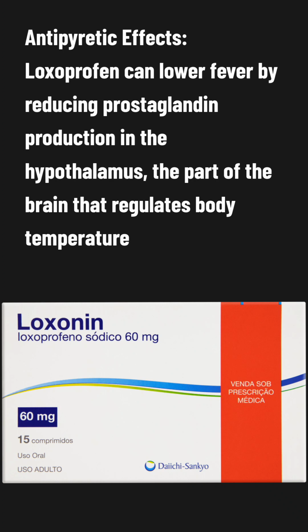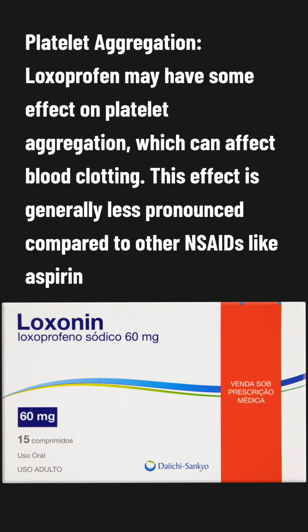Antipyretic effects. Loxoprofen can lower fever by reducing prostaglandin production in the hypothalamus, the part of the brain that regulates body temperature. Platelet aggregation. Loxoprofen may have some effect on platelet aggregation, which can affect blood clotting. This effect is generally less pronounced compared to other NSAIDs like aspirin.